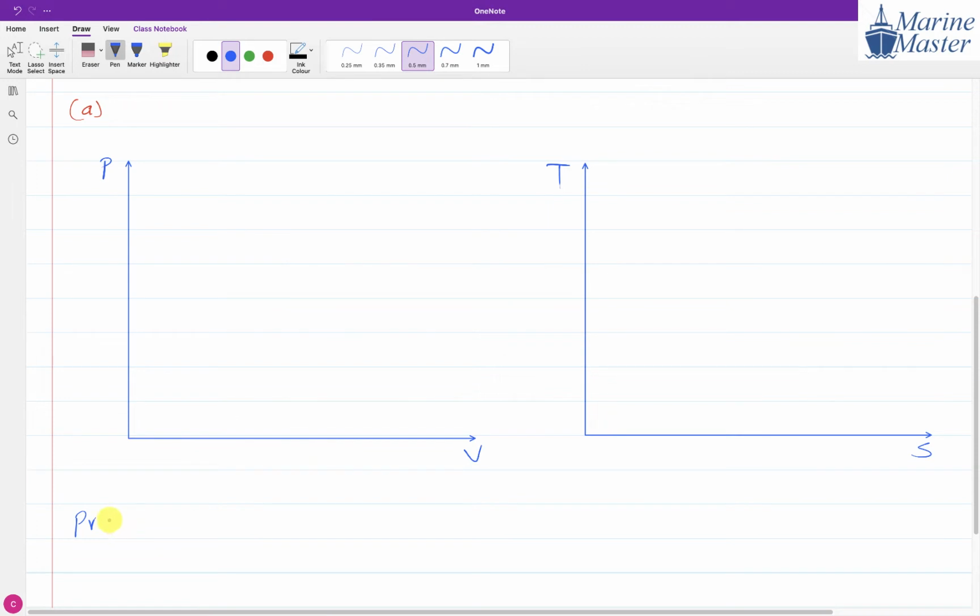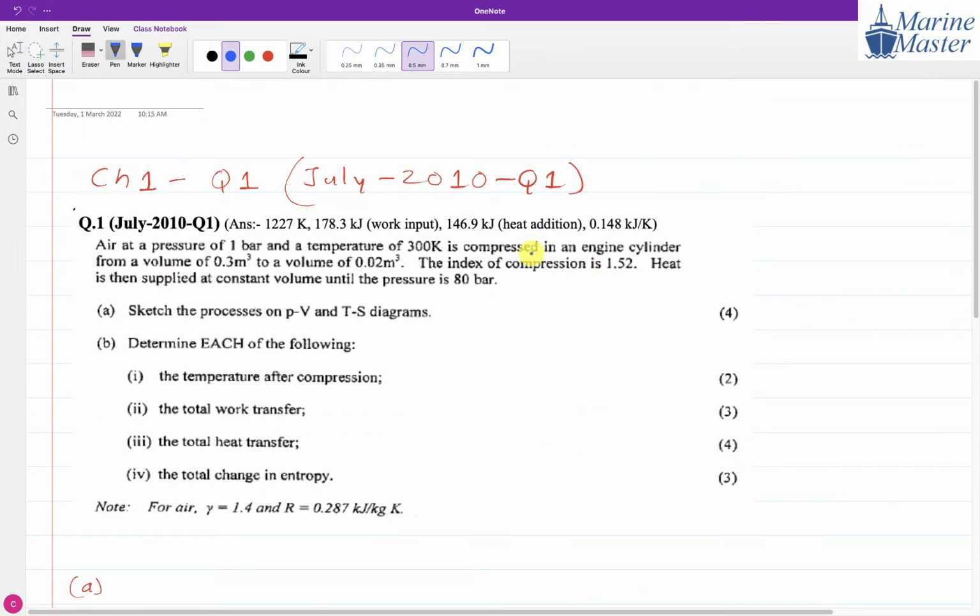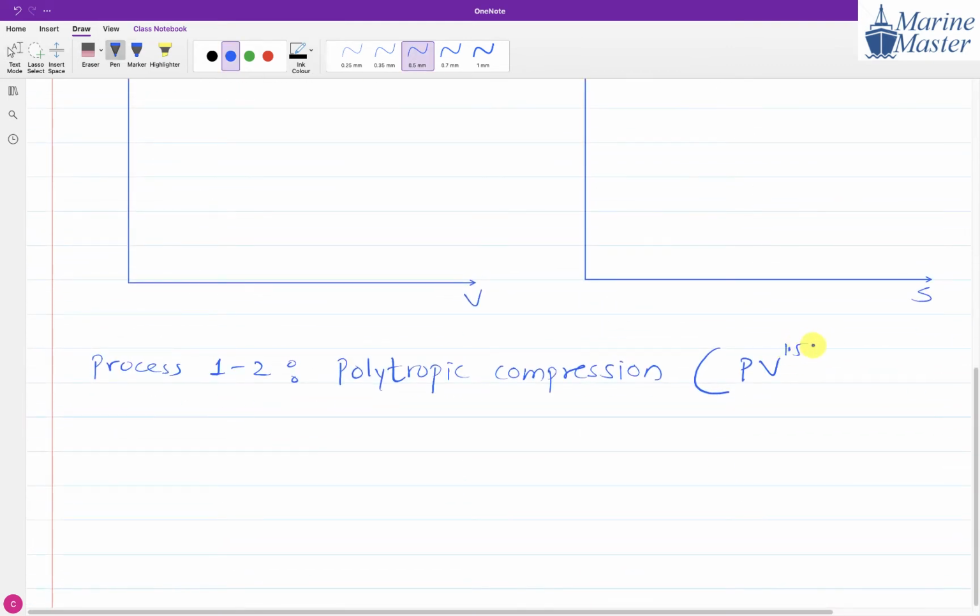So what is our first process that we can write down? Process 1 to 2 is polytropic compression. Generally we denote a polytropic process by PV raised to the power n, and n is the index of compression. So n is 1.52: PV raised to the power 1.52 is equal to constant. Whenever we want to denote a polytropic process, we denote it by PV raised to the power 1.52 is equal to constant.